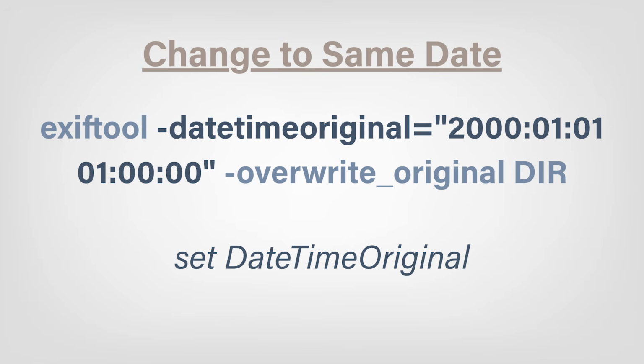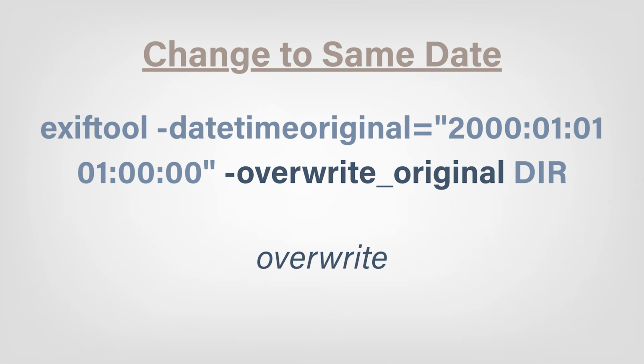This first bit, this dash DateTimeOriginal with all this other lovely stuff at the end, sets the DateTimeOriginal field, the actual photo taken time, to January the 1st, 2000 at 1 a.m. The dash overwrite_original tells ExifTool to update the file directly without keeping a backup copy.